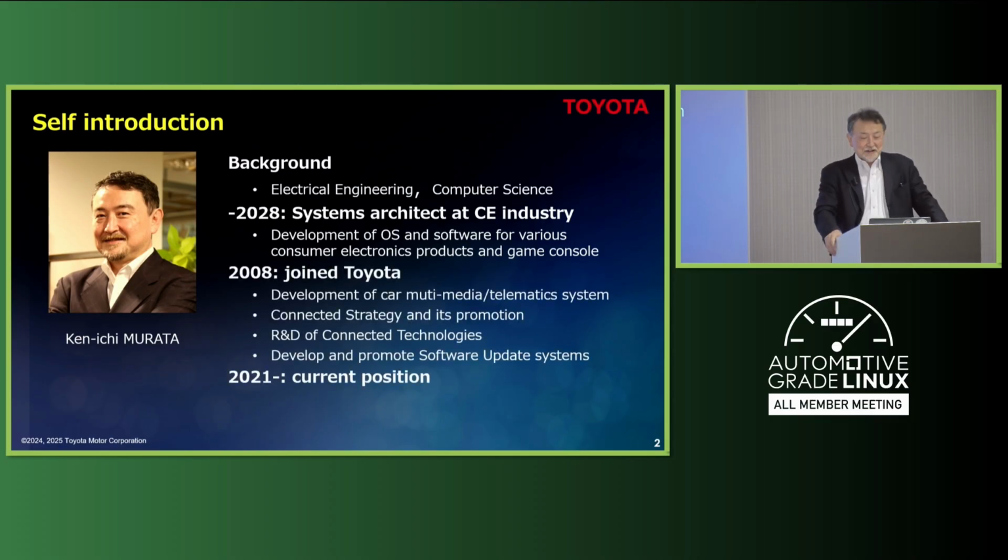And I joined Toyota in 2008, and since then I was working as a chief of development of IVI systems and also telematic systems for many years. And finally, we named that connected strategy is a key changing point for the auto industry. So I started as the chief of the department of the connected vehicle strategy, which was directly reporting to the executive vice president of the company.